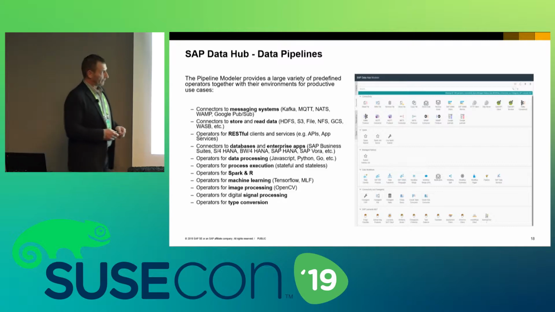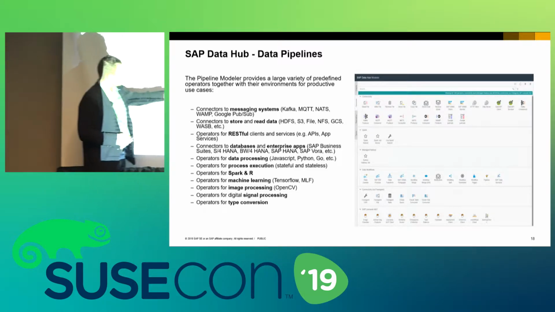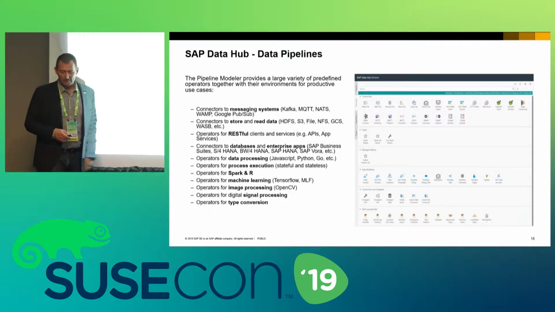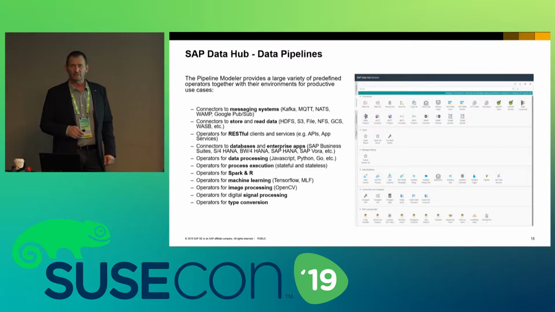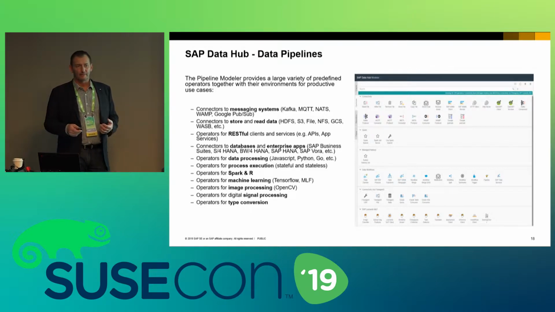So in the pipeline area, you can see that very well. Out of the box, Data Hub comes with, in the current version 2.5, around 250, 260 different operators. Those are things like connectors to message systems like Kafka, producer or consumer, MQTT, Google Pub/Sub, different connectors to storage systems like HDFS, all the object stores on the public cloud storage providers.